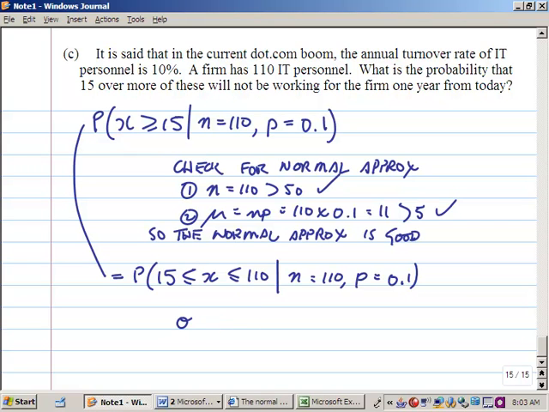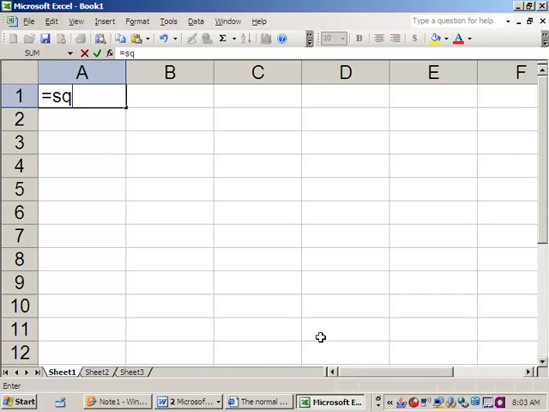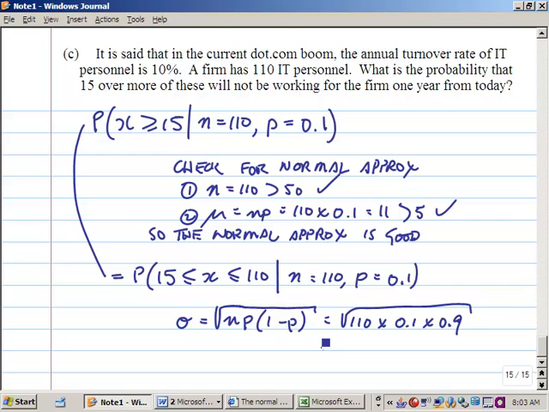Alright, before we go to the normal approximation, let's calculate the standard deviation, square root of np times 1 minus p. So it's 110 times 0.1 times complement 0.9. Don't forget, of course, to take the square root. So this is the square root of 110 times 0.1 times 0.9, 3.146.